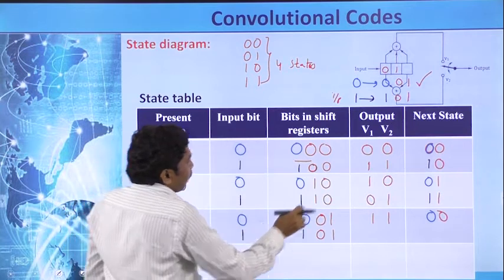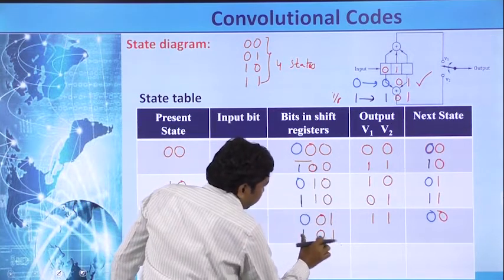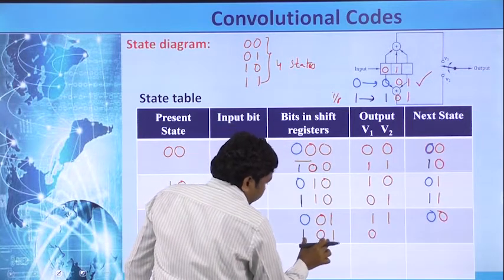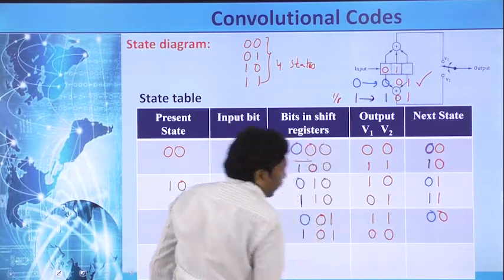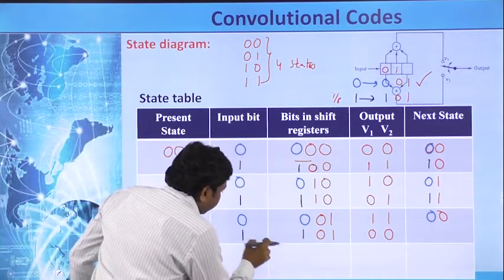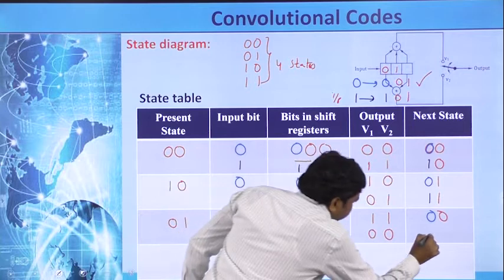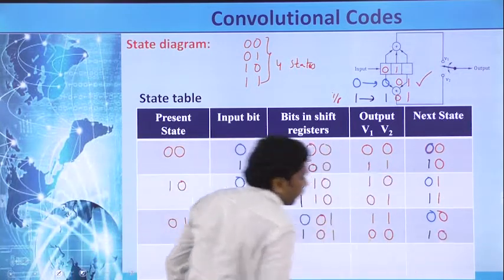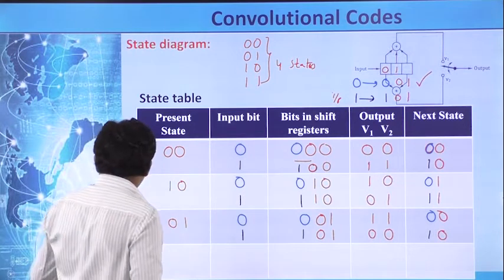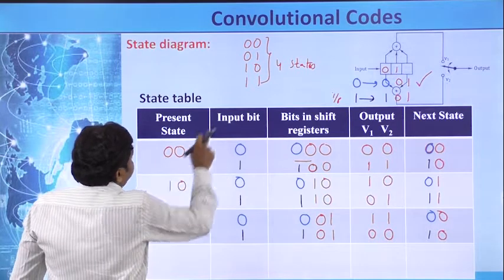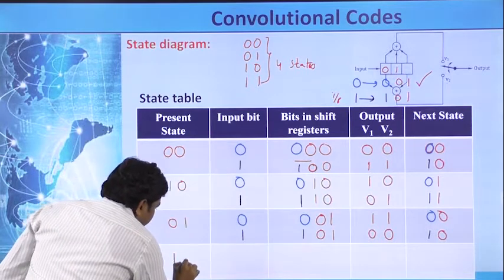So, the output bits V1. V1 is the sum of these three, it is 0. V2 is the sum of first one and last one. So, 1 plus 1 is 1, so 0. So, what is the next state? The next state is the first two bits. So, first two bits are 1, 0. So, what is the next last state? Last state is 1, 1.